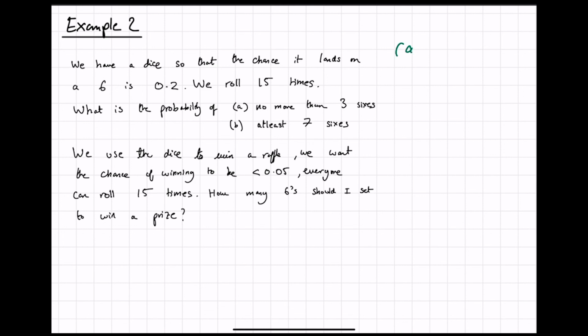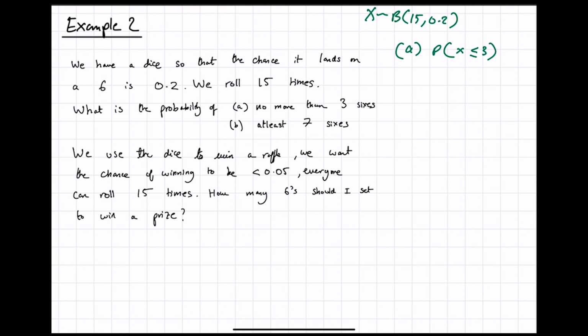So for this kind of question, we know x is binomially distributed with 15 rolls and the chance of success is 0.2. So the probability that x is no more than 3 times, now that's the key part, it says no more than 3 times. That means that I have to be less than or equal to 3, because I can't do more than 3. So you just have to find that probability.